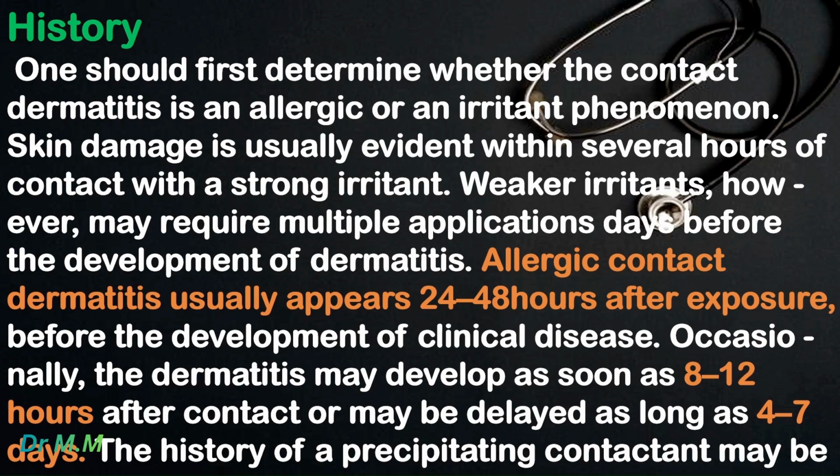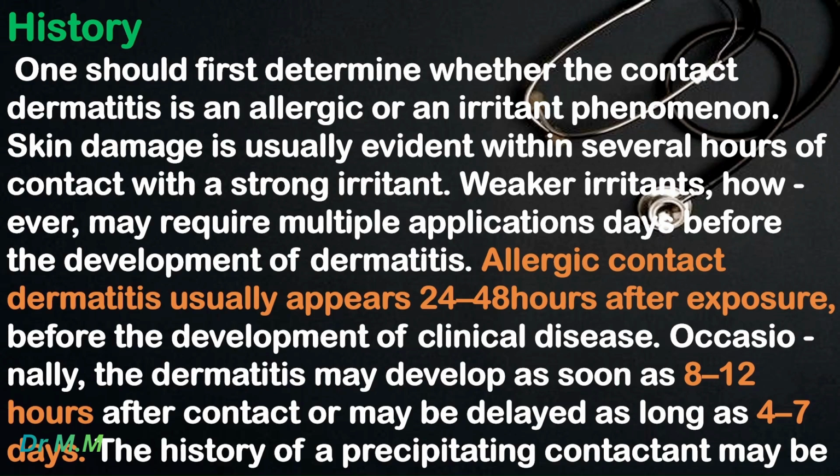History: one should first determine whether the contact dermatitis is an allergic or an irritant phenomenon. Skin damage is usually evident within several hours of contact with a strong irritant. Weak irritants, however, may require multiple applications over days before the development of dermatitis. Allergic contact dermatitis usually appears 24 to 48 hours after exposure. Occasionally, the dermatitis may develop as soon as 8 to 12 hours after contact, or may be delayed as long as 4 to 7 days.